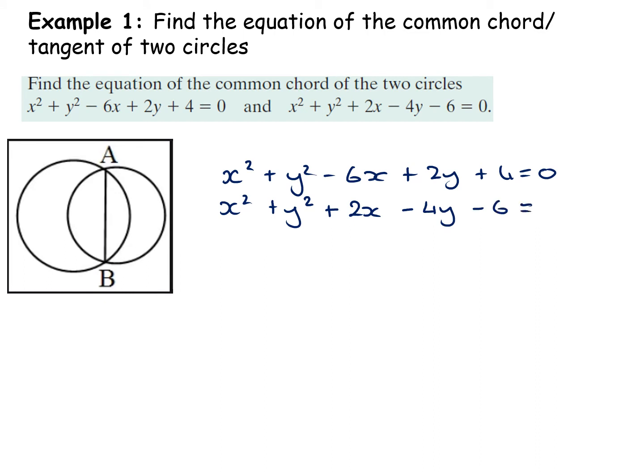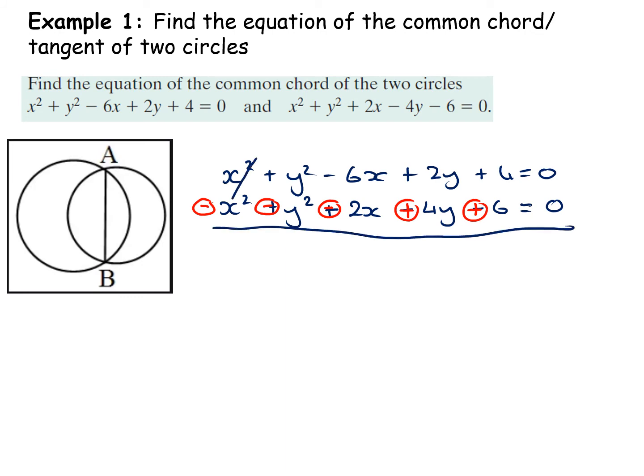Here we do have two variables, but they're both non-linear. So what we're actually going to do is eliminate, but we're not going to eliminate the x's or the y's. We wouldn't be able to. What we're going to do is eliminate the squared terms. So I'm going to change my signs here. So that becomes minus, minus, minus, plus, plus, and my 0 doesn't need to change.